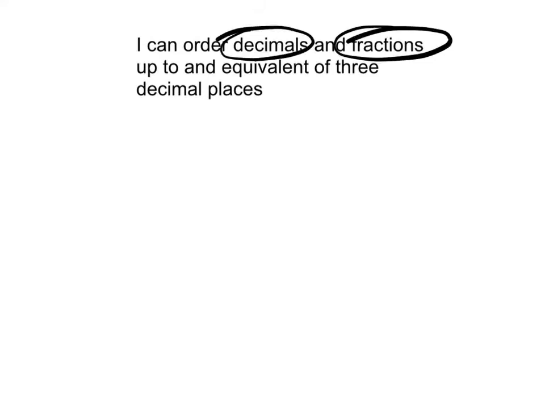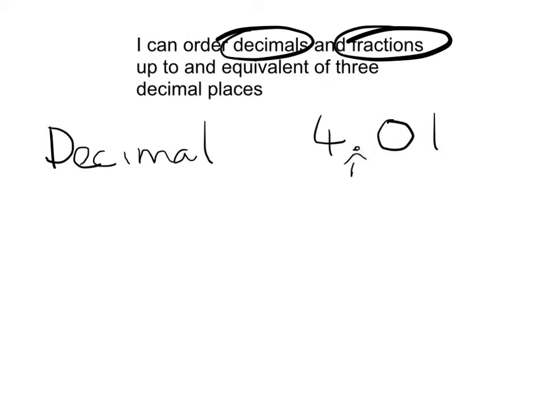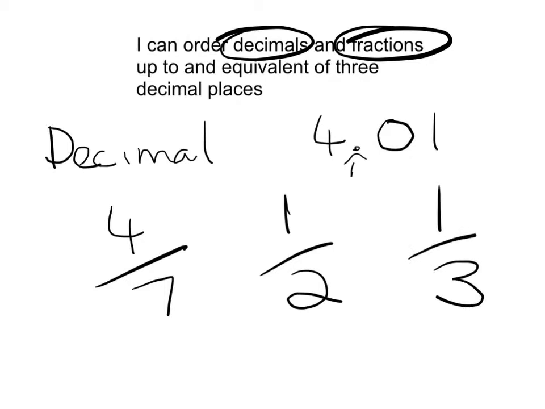A decimal is any number that includes a decimal point in it. Decimal point being here. So we could have 127.374. That makes it a decimal. While a fraction is any number where numbers are written like this: 4/7, 1/2, 1/3. Those are called fractions. So we're going to begin by looking at how to order decimals first, and then we'll look at fractions.